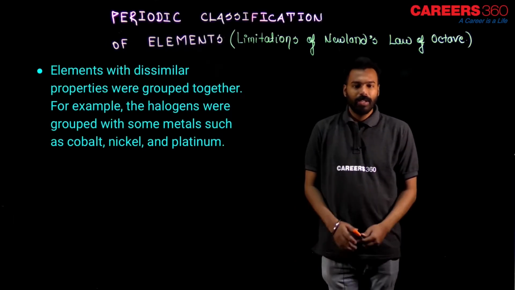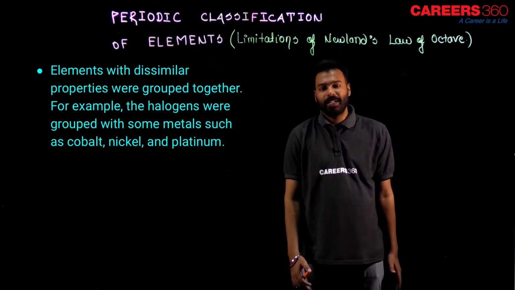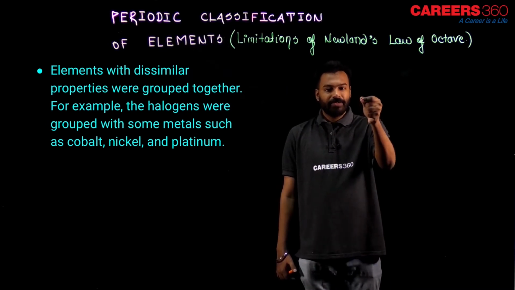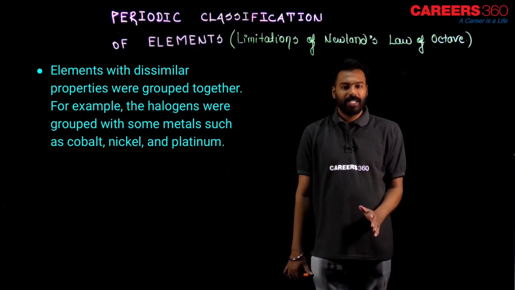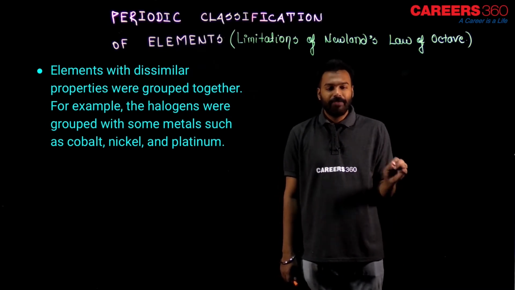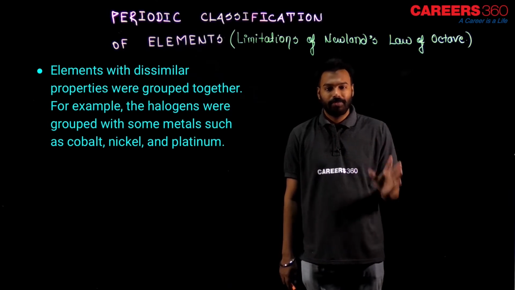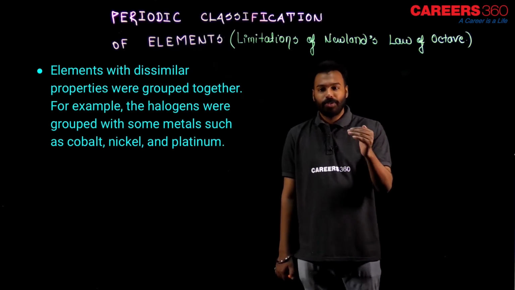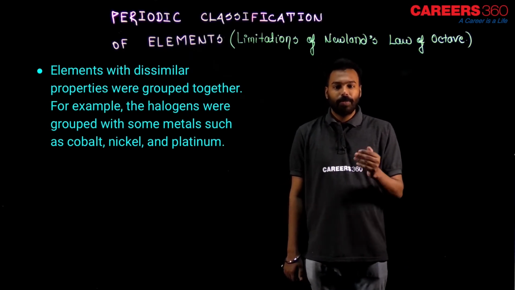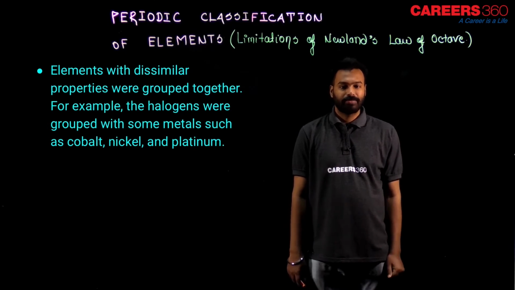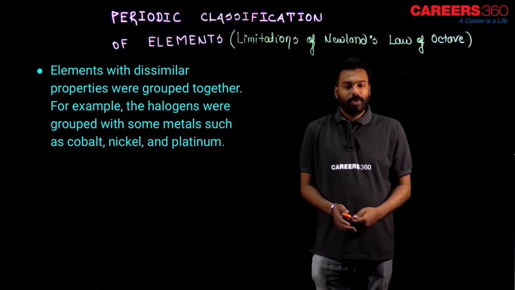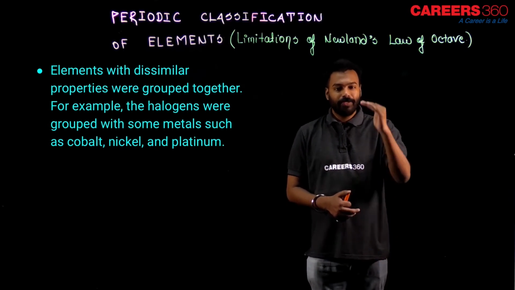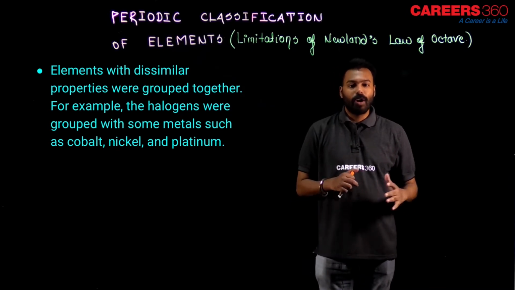First, what he actually did was arrange the elements in increasing order of atomic mass, and the first and eighth elements have the same property. That's true, but for each and every element this rule did not fit. So elements with dissimilar properties were also sometimes grouped together. Example, halogens were grouped with cobalt, nickel and platinum. This is the demerit: sometimes in a group, the first and eighth elements' properties were not matching.